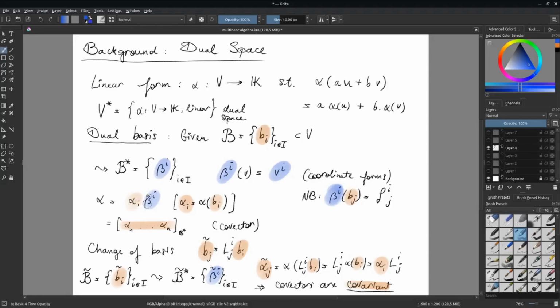I called those in orange because if you try and change the basis, then after some calculations you do find that these coefficients in my dual basis are covariant. They change with the basis. So I just apply this L_ij matrix, which is the same as I applied to my original basis vectors.